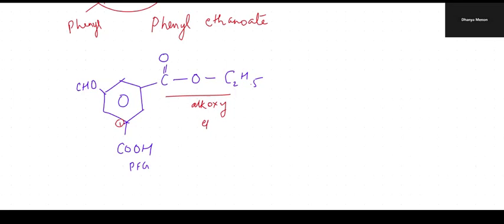ethoxycarbonyl, starts with E. Okay, so ethoxycarbonyl. Now this is the aldehyde group. When aldehyde becomes substituent, it is called formyl. So either way we number, the substituents are getting the same position. So we follow the alphabetical order.